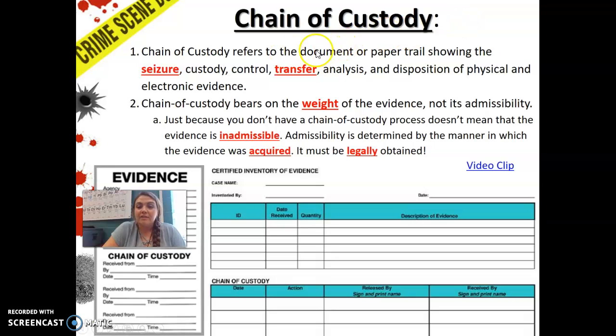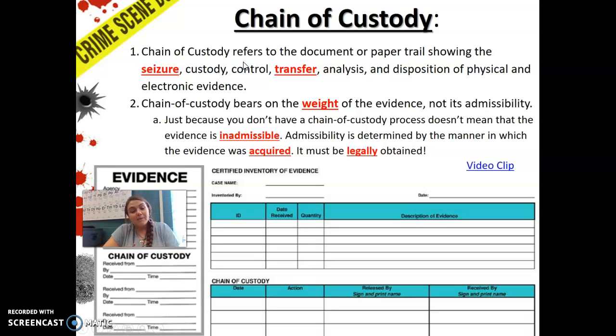It means the document or paper trail showing who seized the evidence, who had custody of the evidence, who had control over it for a certain period of time, who transferred it, where it went, who analyzed it, who signed off after they were done, wrote the report, and who dropped it off physically or electronically. Basically, you have to have a complete record of where that evidence is from, where it went, and what happened to it in its entire journey.